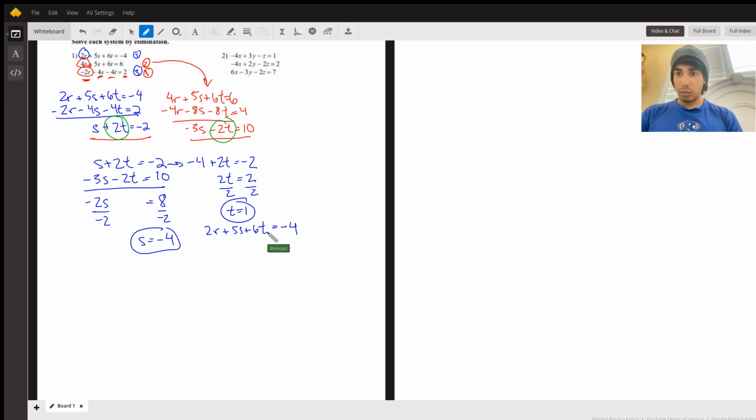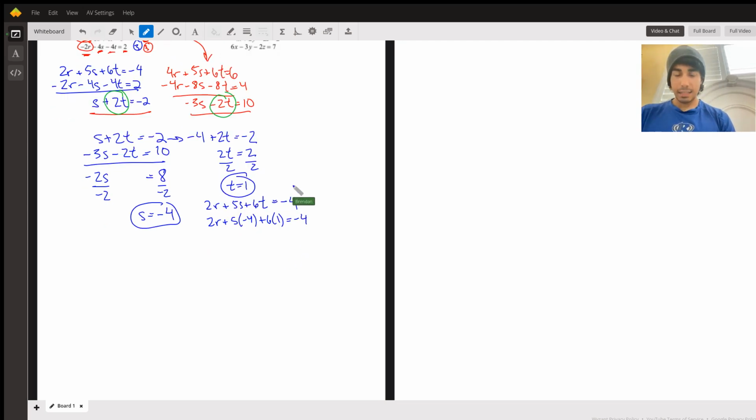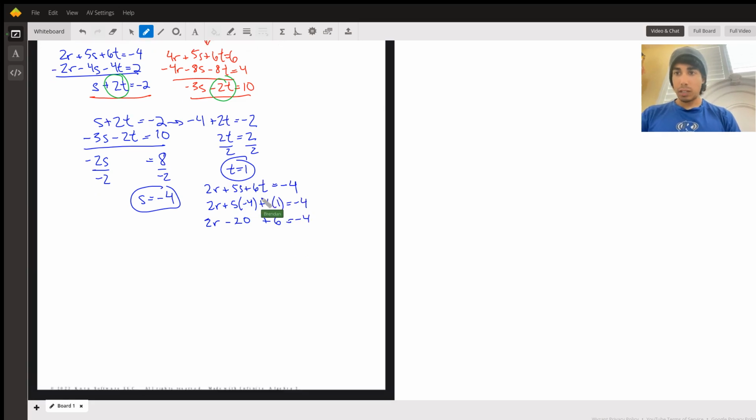And I'm going to substitute. So I have 2r plus 5s plus 6t equals negative 4, right? I substituted negative 4 in for s. I substituted 1 in for t. All right, let's solve for r. 5 times negative 4 is negative 20. 6 times 1 is 6. Negative 20 plus 6 is negative 14.